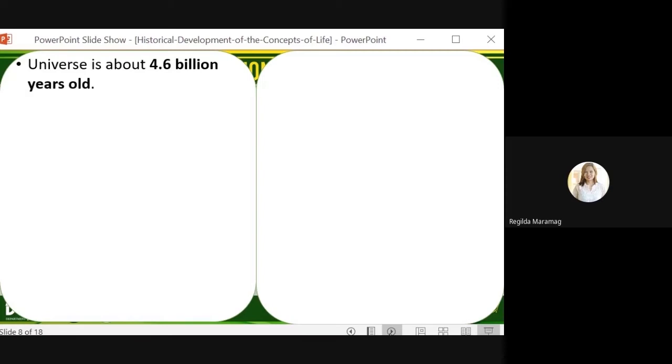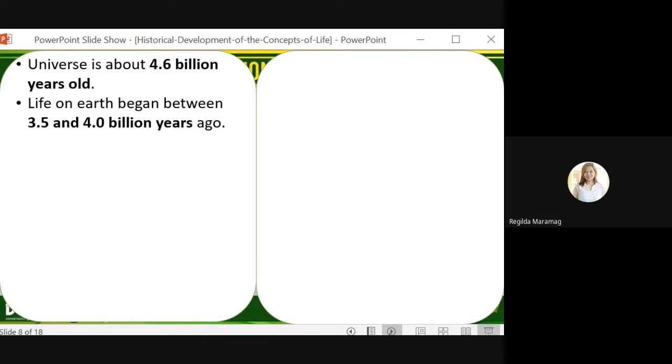So when did life on Earth begin? Martin? 3.5 billion years ago to 4.0 po. Okay, so life on Earth began between 3.5 and 4.0 billion years ago. And what is the evidence that is used to show how life on Earth evolved? Okay, Joanna? Fossil records po. Correct. Very good. Fossil records show emergence of different life forms.